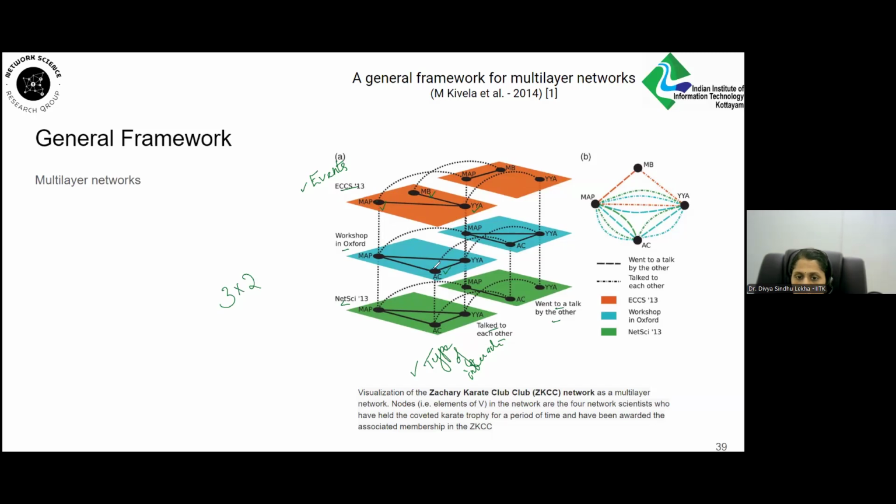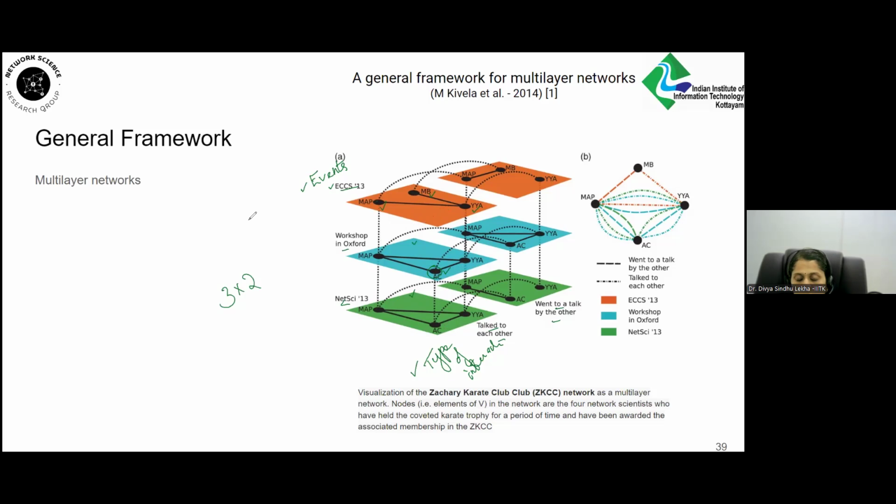And you can see that this particular person, AC, was not available in this particular event, whereas he has attended the other two events. Also, MB has not attended these two events, NetSci and the workshop. He has attended only one event. So what we are visualizing here is interactions between four different network scientists in three different events and the type of interaction.